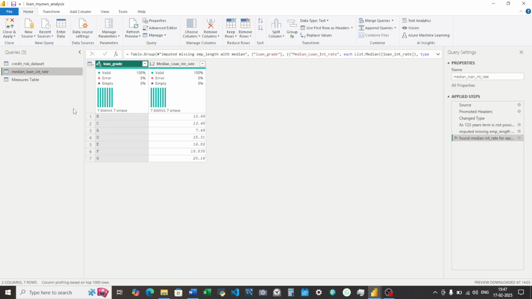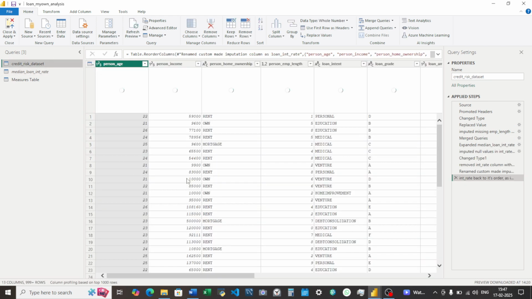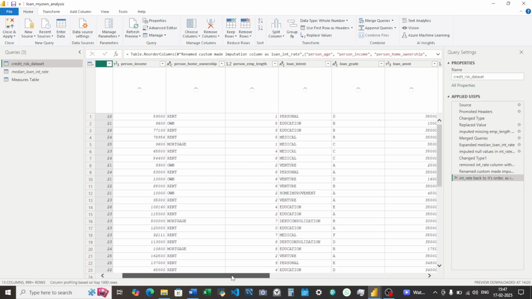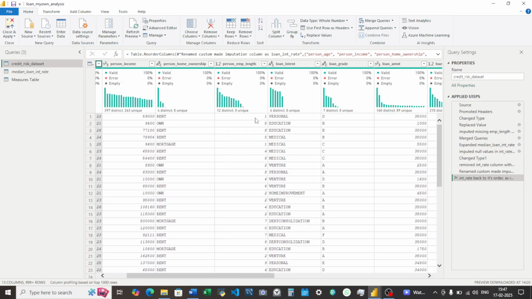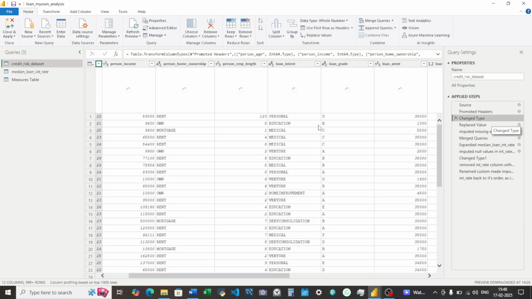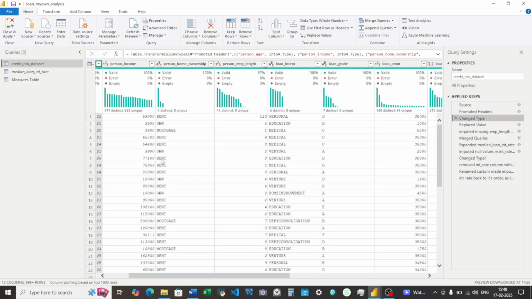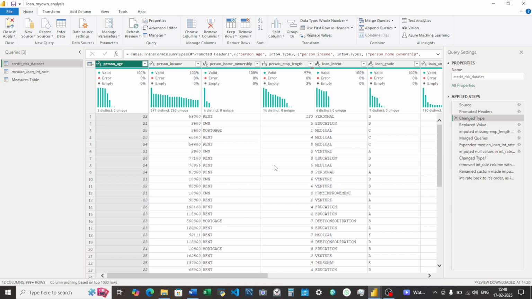So I have imputed the null values in the loan interest rate with the median interest rate based on the loan grade the loan belonged to, and then I have imputed the missing values in the person employment length with 0 because I have assumed that the empty values pertain to someone who had no work history. And then I have changed a value of 123 present in the person employment length of someone aged 22, which didn't make sense, so I changed the value to 1 to make a more meaningful analysis.